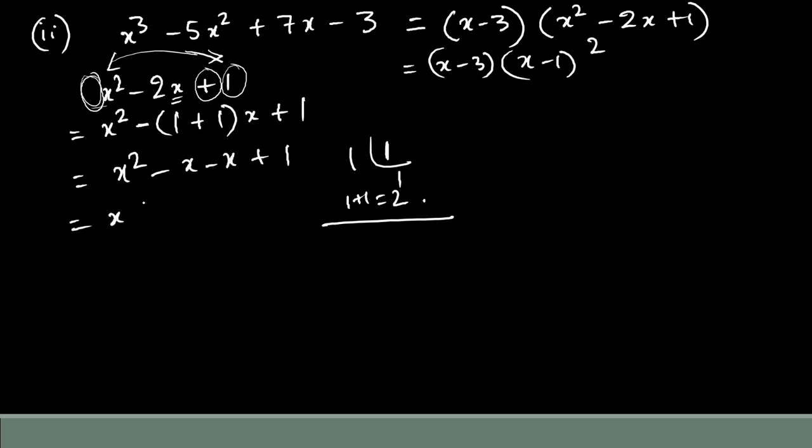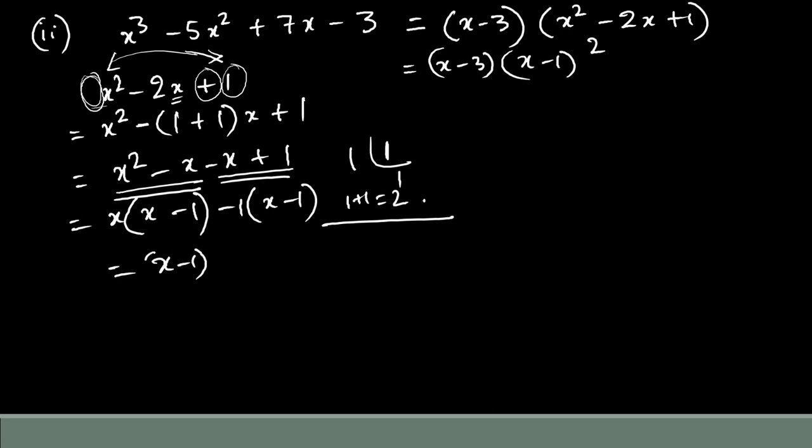From here, if x is taken common from these 2 terms, x square and minus x, you get x minus 1. Similarly, from here, if you take common minus 1, you get x minus 1. So from here, you get x minus 1 squared. Okay. So I just wanted to show you this part, how to factorize a quadratic expression. Since it's cubic, we will deal with how we are getting x minus 3. We have to use the factor theorem to get this factor also. Okay, so we will deal with it today only, not right now, but very soon.